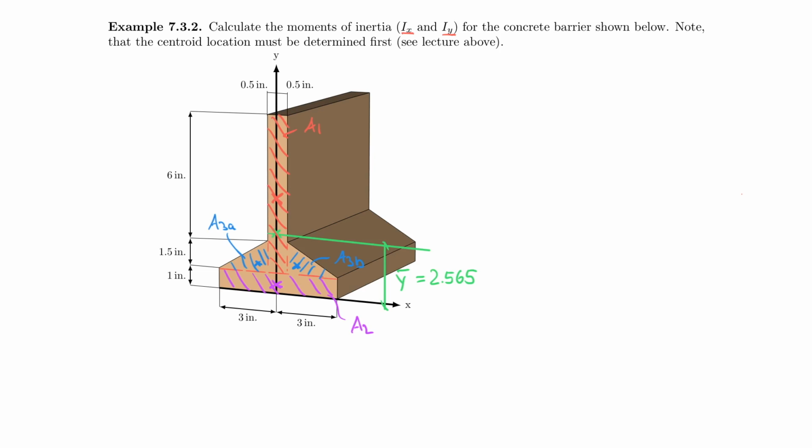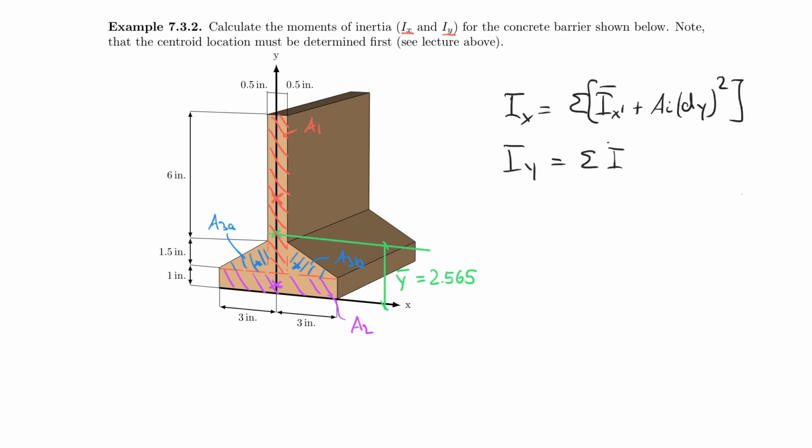As always, I start with my formula. So if I have to calculate Ix, I usually have to find the summation of I bar x prime plus A_i d_y squared. And I also have to do that for Iy. So the summation of I bar y prime plus A_i d_x squared.